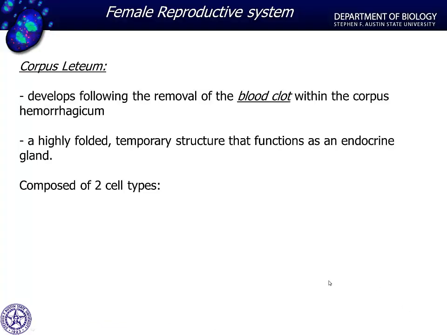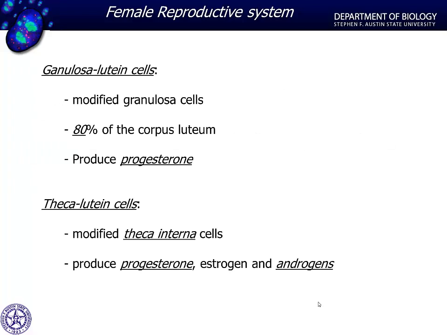So following ovulation, what we have remaining after the corpus hemorrhagicum, and the blood has been removed, this is going to be by reabsorption by macrophages. We're going to then develop the corpus luteum. The granulosal and the thecal cells are going to continue to grow and develop. And in the confined space we have, these are going to become a highly folded structure, and this is what we refer to as the corpus luteum. And the two cell types that compose the corpus luteum are going to be our granulosal cells that remain, and we call them granulosal lutein cells, and these are going to be factories for the production of progesterone. And really the bulk of the corpus luteum that we see are going to be our granulosal lutein cells.